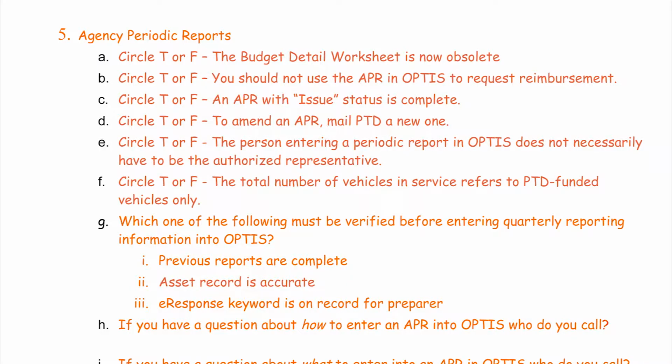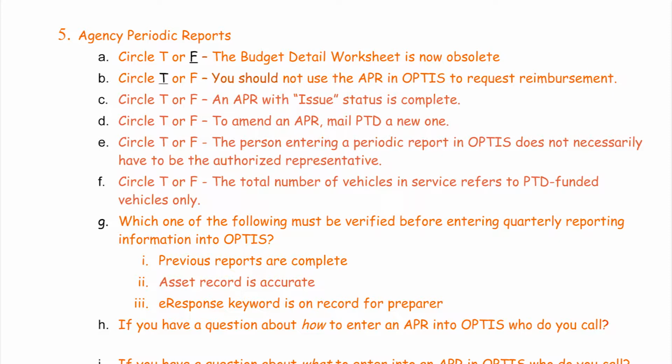5, agency periodic reports. A, circle true or false. The budget detail worksheet is now obsolete. False. Right. You still have to create it, fill it out, save it, and then attach it to the OPTIS agency periodic report. True or false, you should not use the agency periodic report in OPTIS to request reimbursement. True. There's a separate document for that.